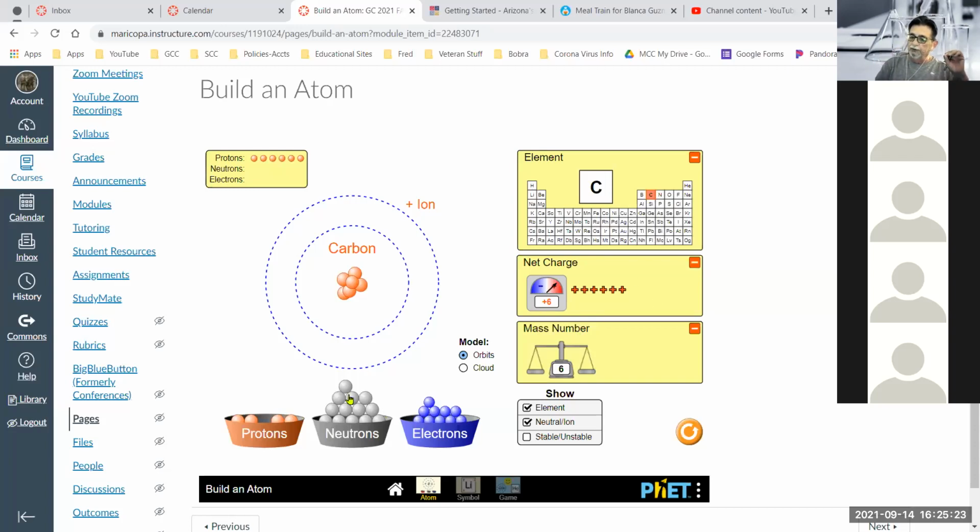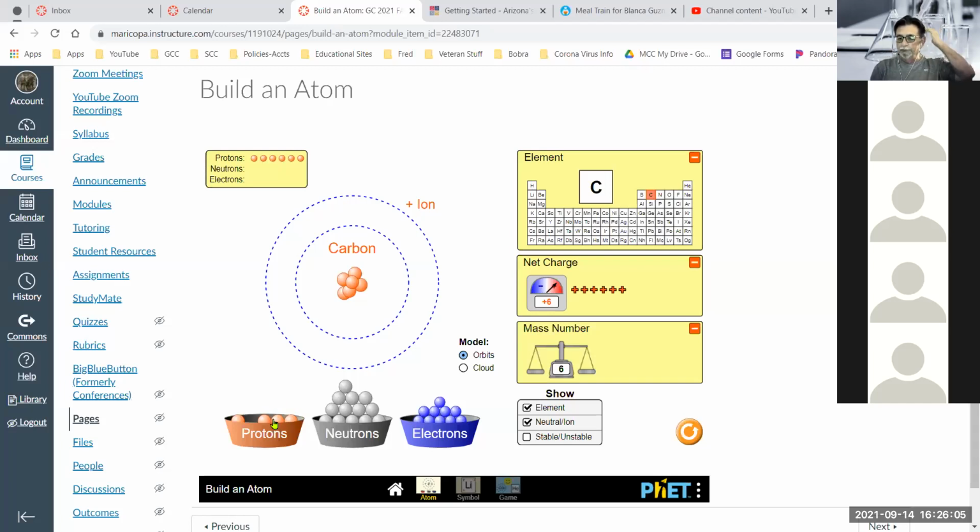Now, let me show you something. If I grab a neutron and I put them in there, I still have carbon. Notice that? It's still carbon. If I grab an electron and I put it in this model, I still have carbon, right? And so the electron doesn't define the element, nor does a neutron define an element. What defines an element is the proton, okay? So putting in another proton, now that represents nitrogen. So protons define the element and what element it is.